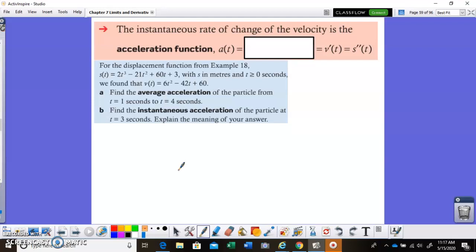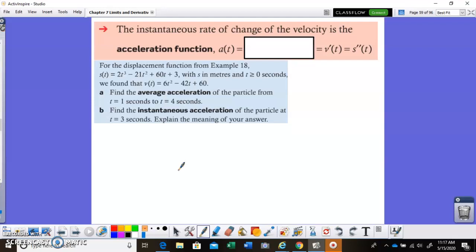And again, the difference between speed and velocity. Speed is the absolute value of velocity. Speed doesn't tell you what direction you're going in, it just tells you how fast you're going. Velocity tells you how fast you're going and in what direction you're going. So in calculus, we use velocity.